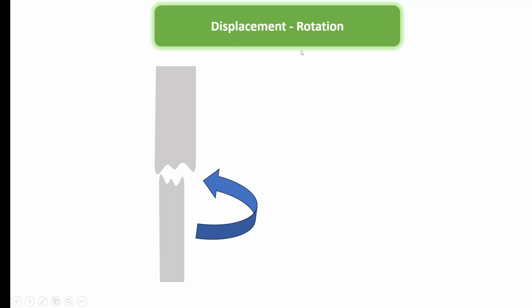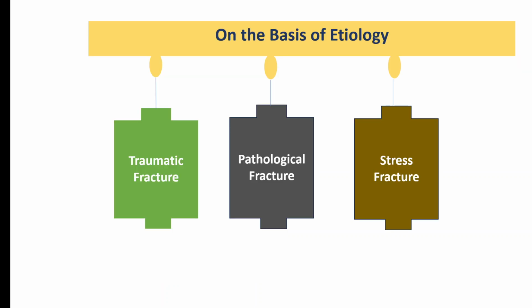So, how do we appreciate the rotation of the fracture fragment? If you see the width, if it is not rotated, the width of the two fragments is equal, but when it rotates, the width of one fragment decreases. By seeing the width of the fracture fragments, we can say whether the fragment is rotated or not.